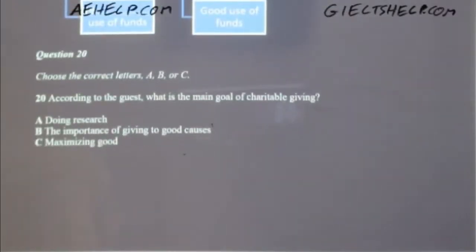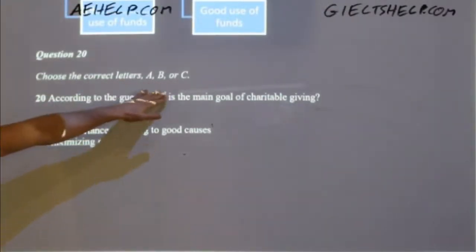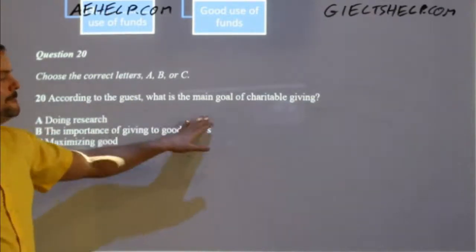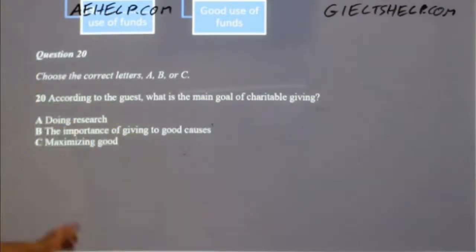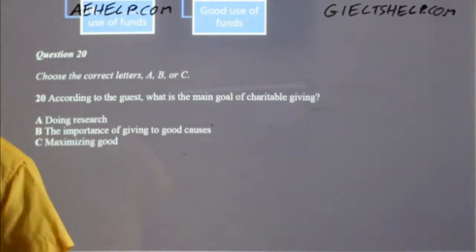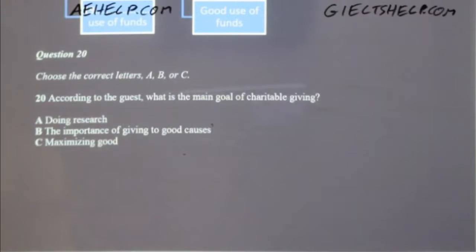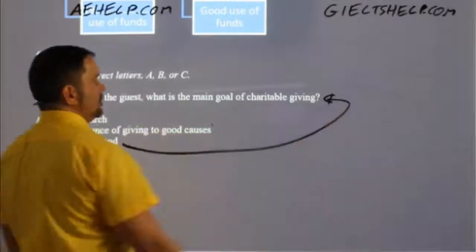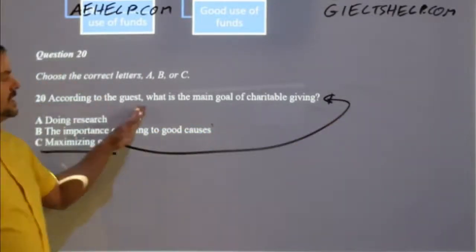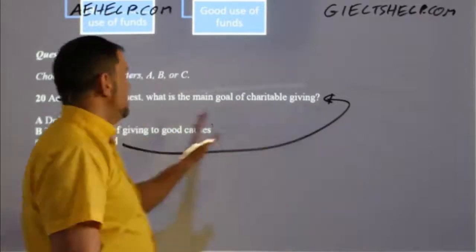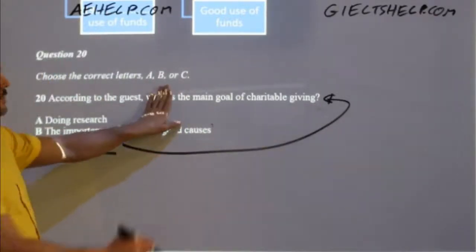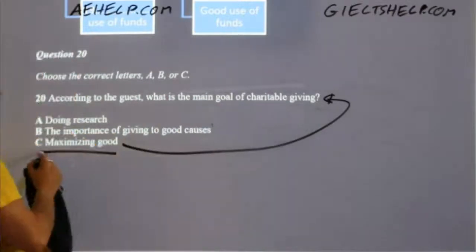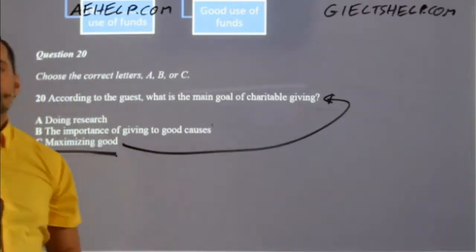Number 20, multiple choice. Choose the correct letter, A, B, or C. According to the guest, what is the main goal of charitable giving? Is it A, doing research, B, the importance of giving to good causes, or C, maximizing good? For the last one, number 20. Charlie, very good. C, maximizing good. Remember to finish the sentence if you're not sure. According to the guest, the main goal of charitable giving is maximizing good. He says that very, very clearly.